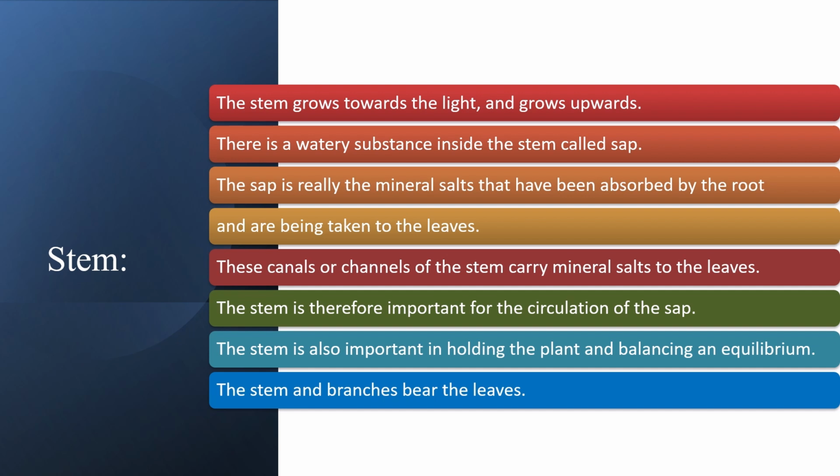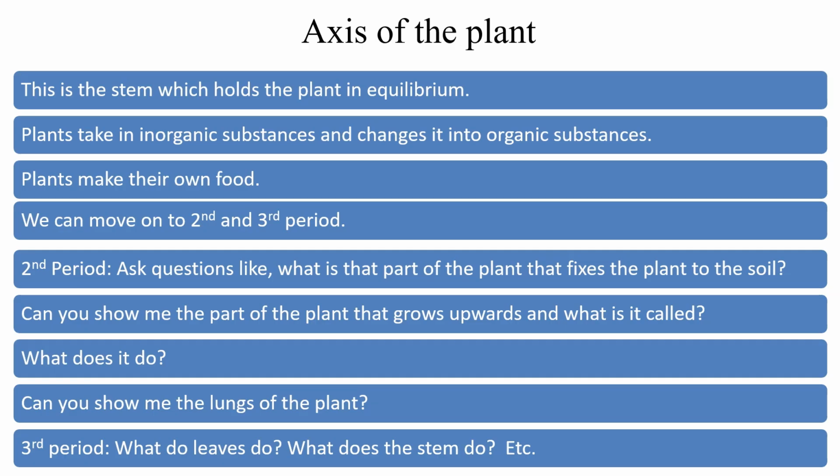The stem is also important in holding the plant and balancing in an equilibrium. The stem and branches bear the leaves. The axis of the plant. This is a stem which holds a plant in equilibrium. Plants take in inorganic substances and change them into organic substances. Plants make their own food. We can move on to second and third period now.